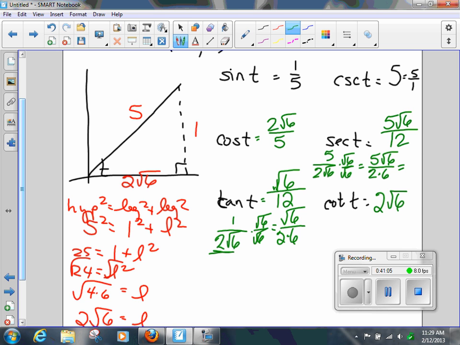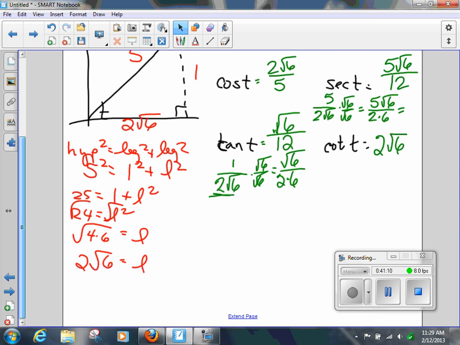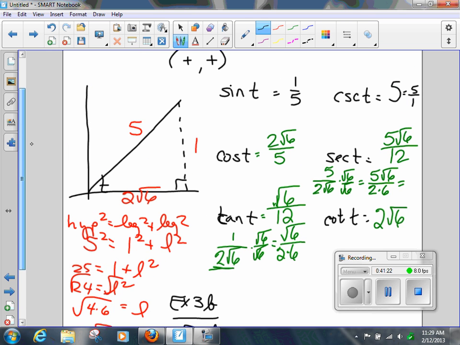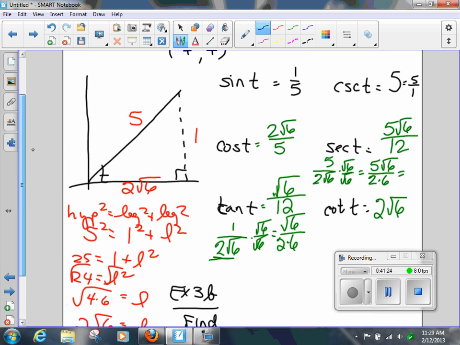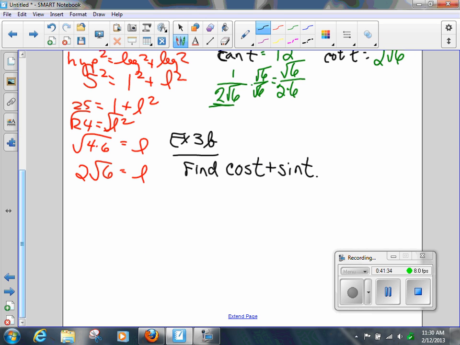Now, what if I were to extend this problem and ask you this? Because you will be asked this. So call this example 3b. Find cosine t plus sine t. This is just an extension of the third example. Find cosine t plus sine t.